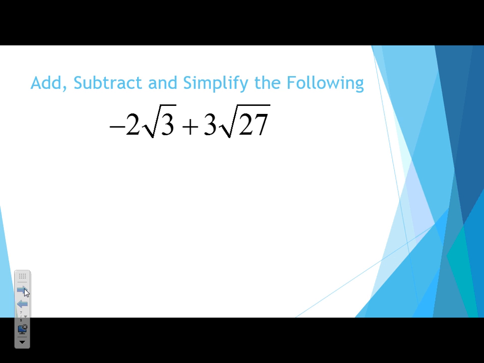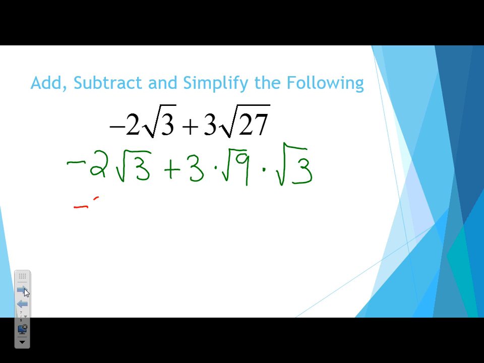Alright, I'm going to rewrite this. I'm going to keep it negative 2 square root of 3 plus 3. Now I have to break down 27. I know the perfect square that goes into 27 is 9. And you take 9 times 3, you get 27. So we need to simplify this again. Can't do anything with the first part, so I'm going to keep it. Negative 2 square root of 3 plus 3 times square root of 9 is 3 times the square root of 3.